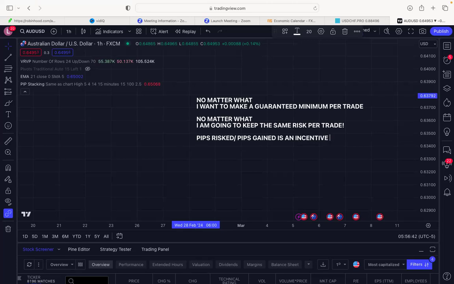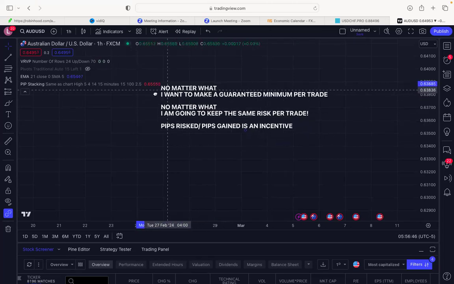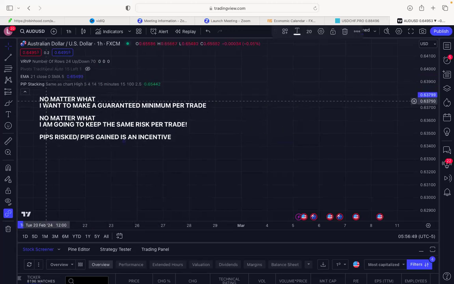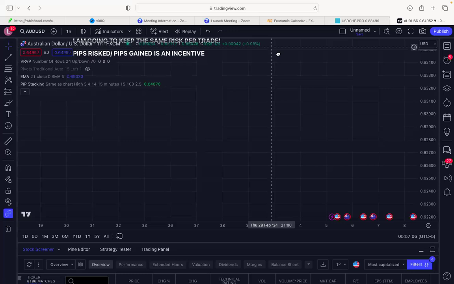So we're going to break this down. Let's keep this here so we can keep this right in front of your face. No matter what, I want to make a guaranteed minimum per trade. No matter what, I'm going to keep the same risk per trade. Pips risked doesn't matter, how many pips I risk, I'm going to keep the same risk per trade. Pips gained is an incentive.